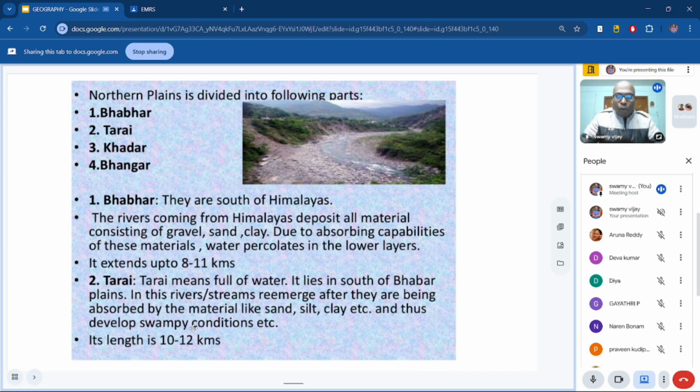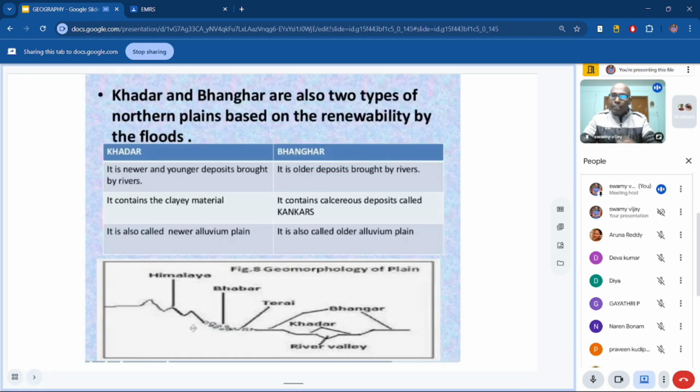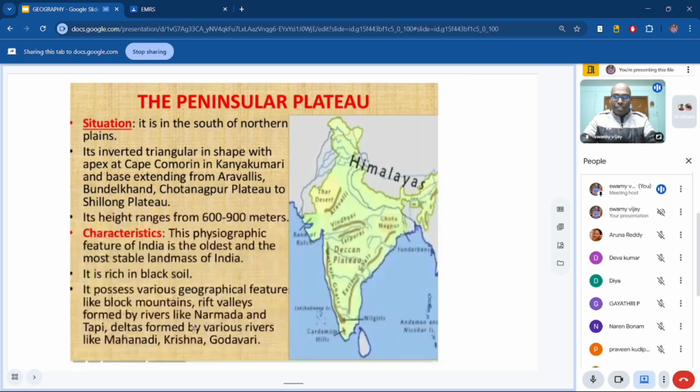It lies in the south of the Bhabar plains. In this, rivers and streams re-emerge after they are absorbed by materials like sand, silt, clay, etc., and thus develop swampy conditions. The width of Tarai is 10 to 12 kilometers and the Bhabar is 8 to 11 kilometers. Then Khadar and Bangar are also two types of Northern Plains based on the renewal by floods.